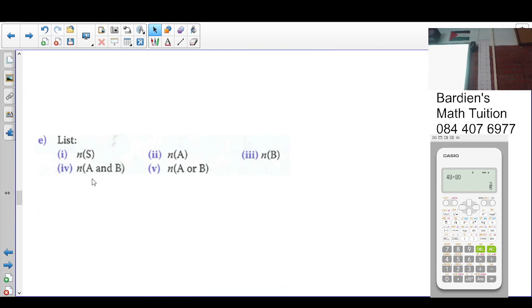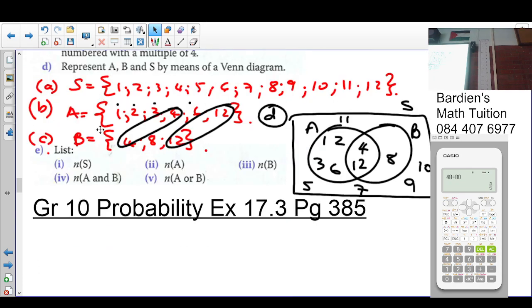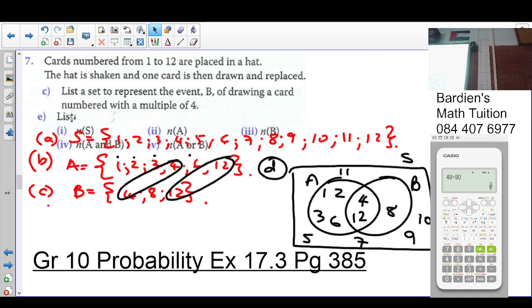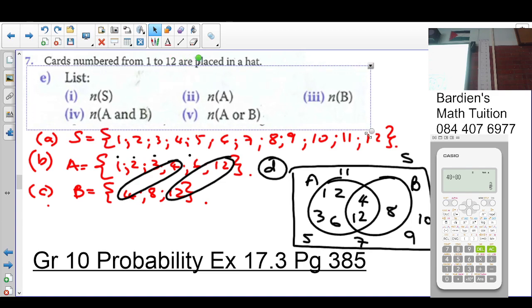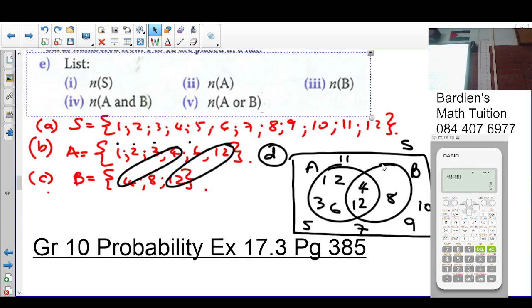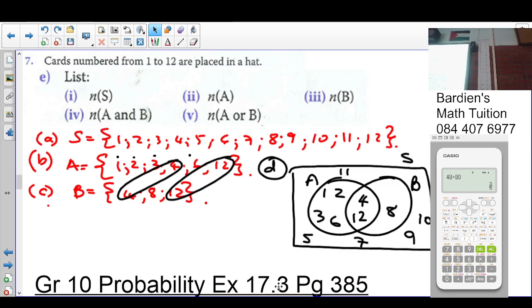Another question here? Yes. E says, in question E, please settle down if you don't mind.